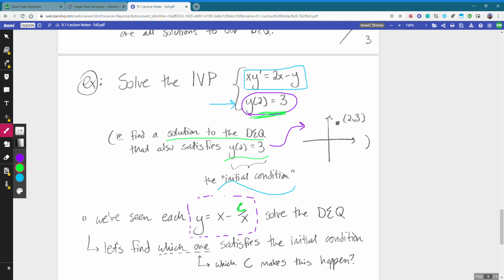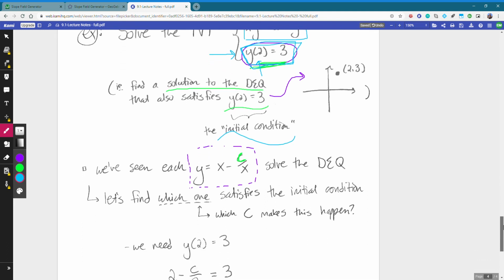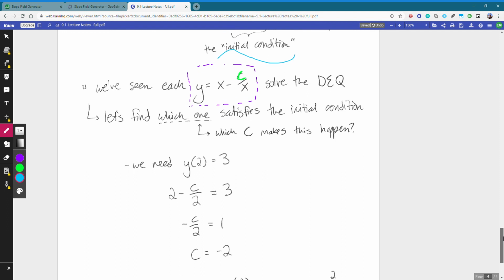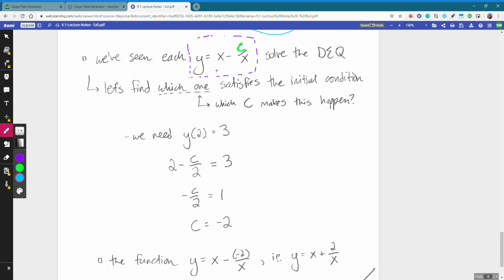All right, so how this can go is actually just by taking our initial condition and plugging in on the left-hand side. For our function to satisfy y of 2 equals 3, we need it to be true that if we take our function, this one right here, and we plug in 2 for x, what we end up with is 3. And so taking this left-hand side y of 2 and writing what that is through our function, it's going to be 2 minus c over 2.